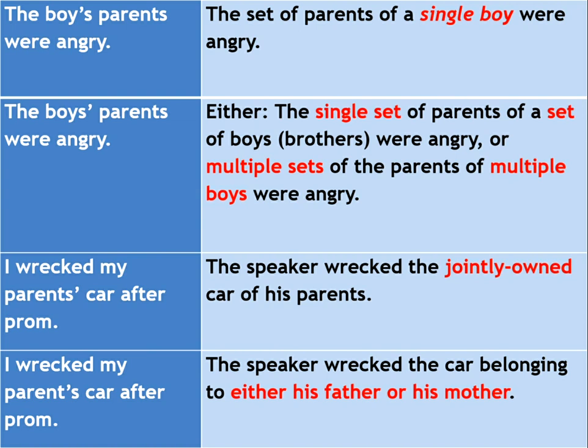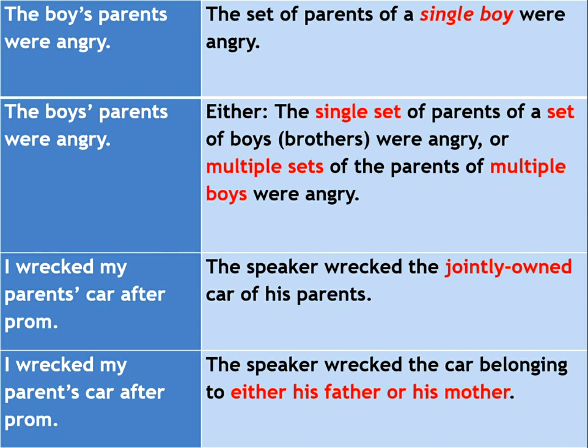First example, the boy's parents were angry. In the top example, the set of parents of a single boy were angry. The boys' parents were angry. In the second example, it can be read two ways. Either the single set of parents of a set of boys, brothers, were angry, or multiple sets of parents of multiple boys were angry.